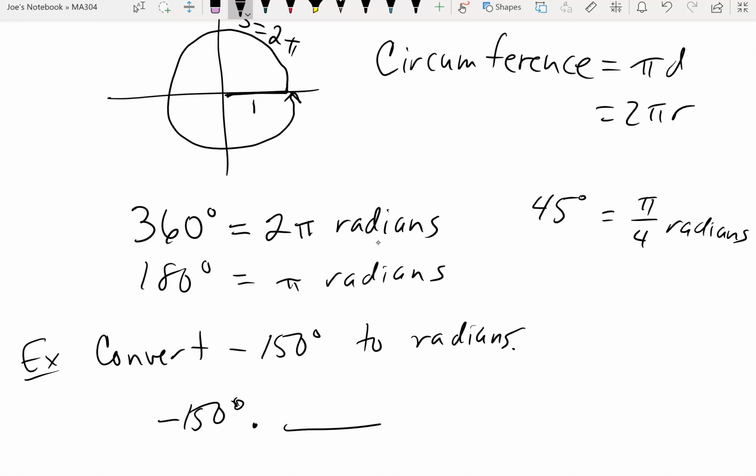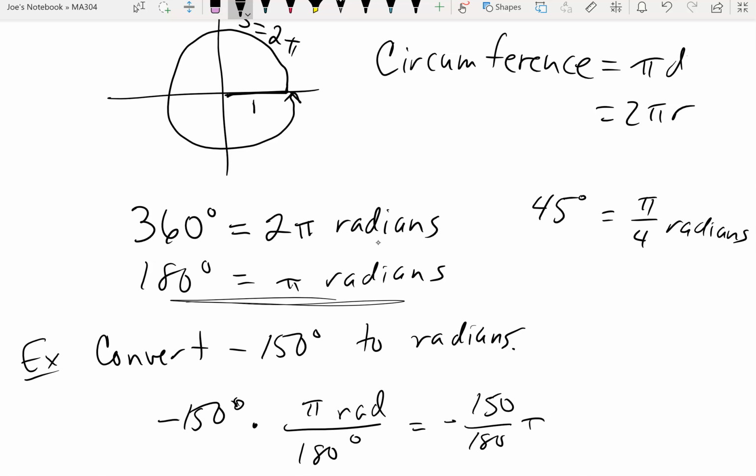So if I want to divide out by the degrees and multiply in the radians, using this equation, I would have to put pi on top and 180 on bottom, right? That would cancel out the degrees and bring in radians, right? So you would get negative 150 over 180 times pi. And then I could reduce that down to 5/6 pi. Divide top and bottom by 30. That one lands on the unit circle too.